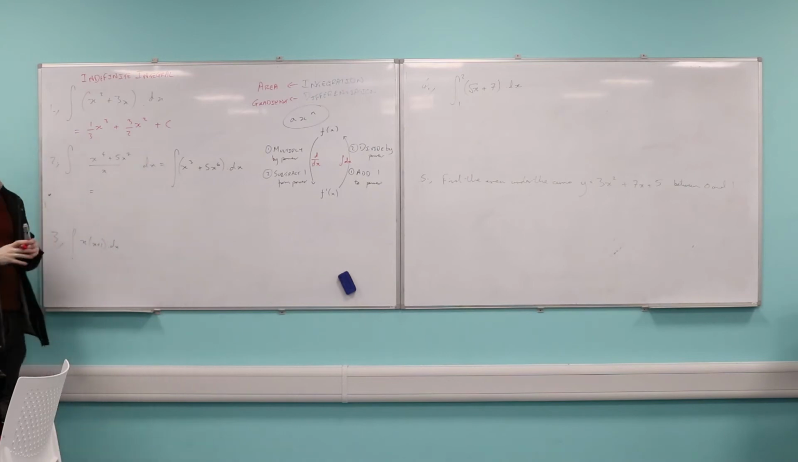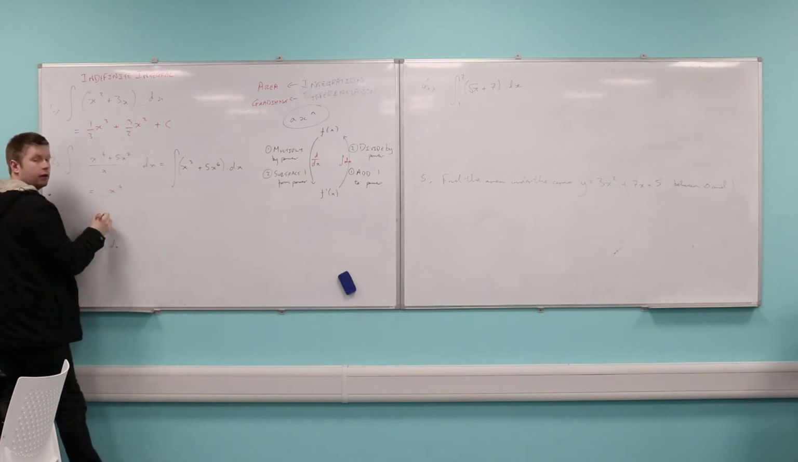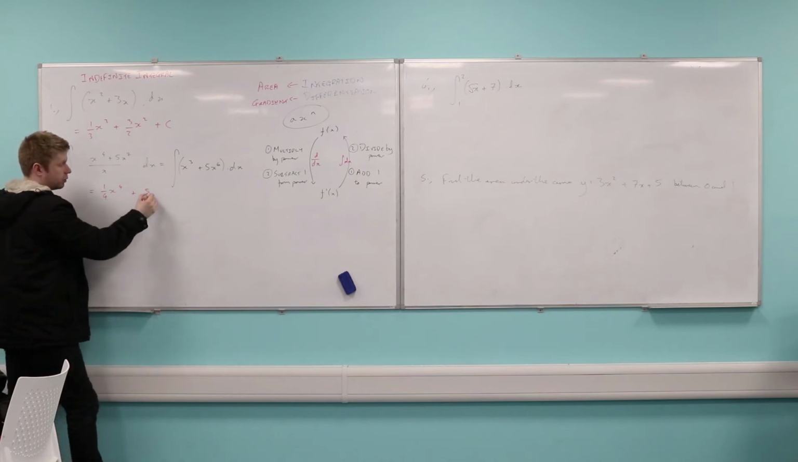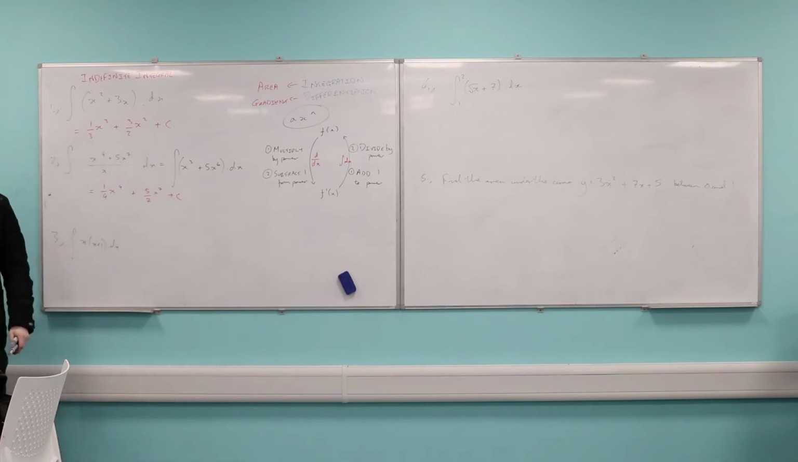What would this be integrated? x to the power 4 over 4, perfect, plus 5x to the power of 7 over 7, perfect, plus c. Excellent. Well done. Good. You happy? Good. All right then.